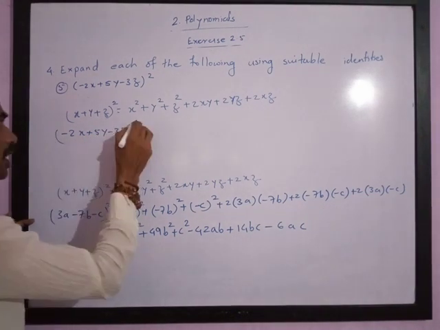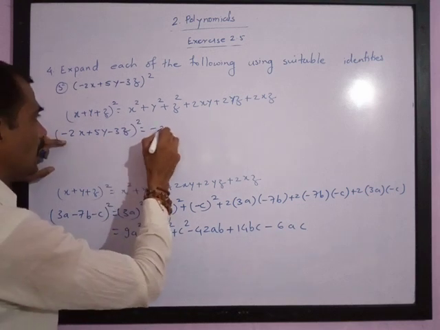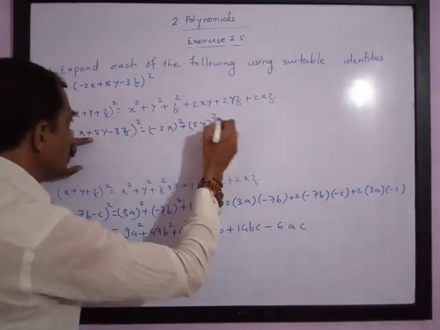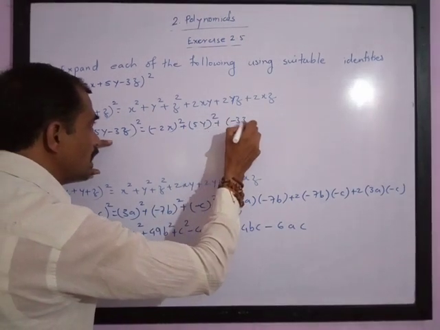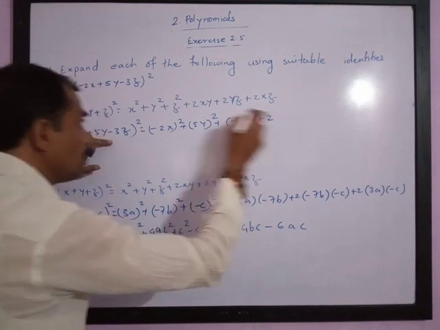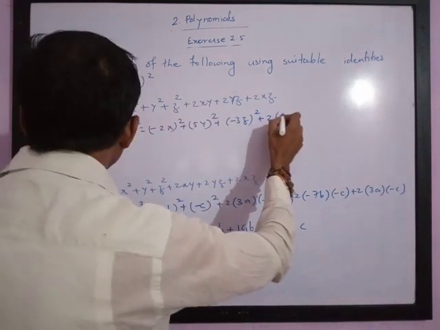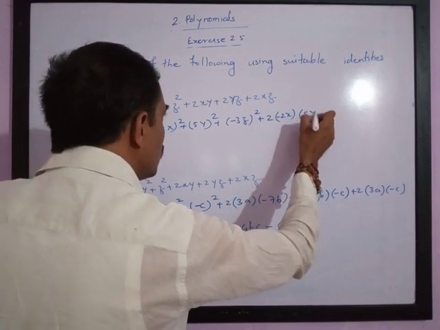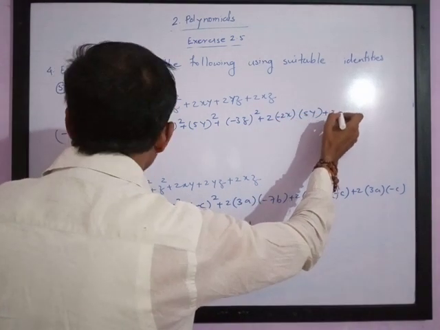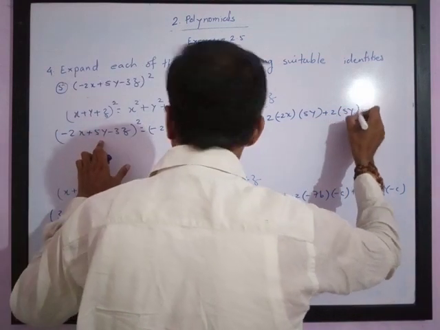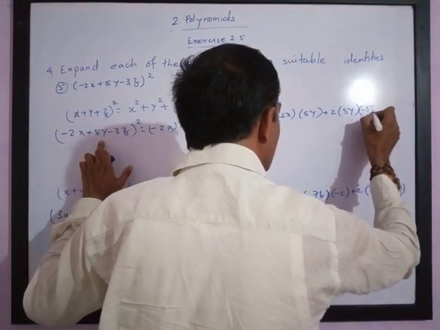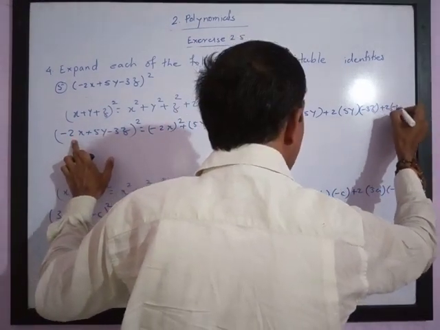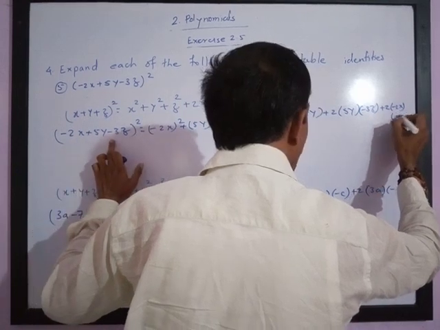So this becomes (-2x + 5y - 3z) bracket square is equal to square of the first, (-2x) bracket square, plus (5y) bracket square, plus (-3z) bracket square, plus 2 multiplied by first and second, that is -2x into 5y, plus 2 multiplied by 5y into -3z, plus 2 multiplied by -2x into -3z.